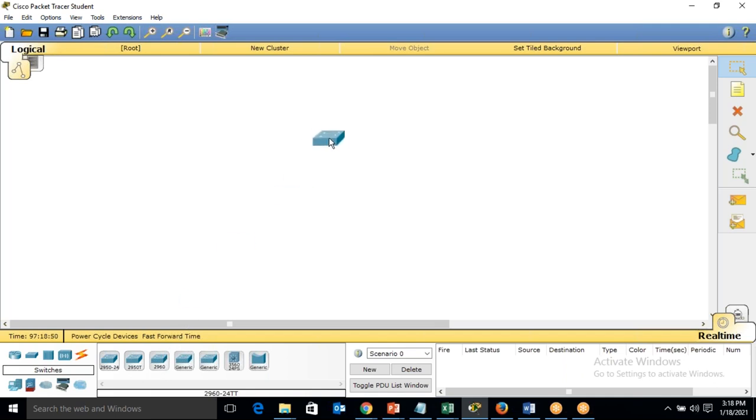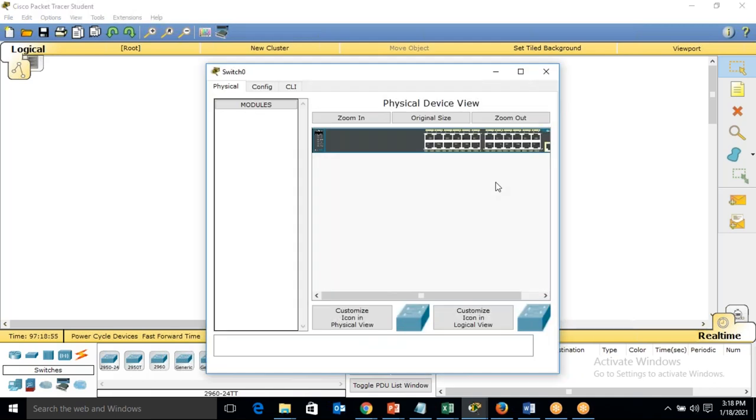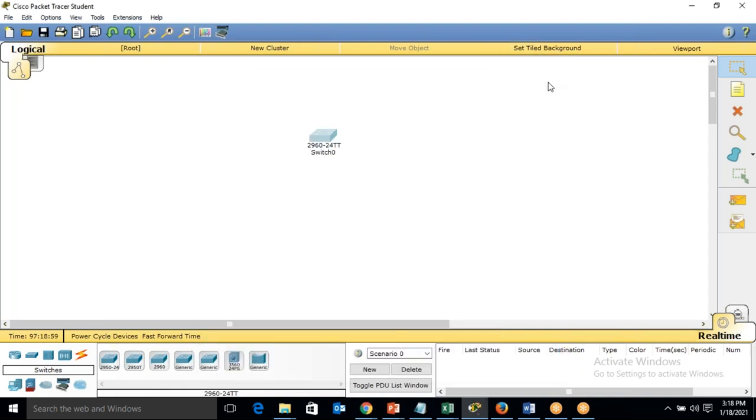That is again the standard switch, which is used in the industry. Okay, 2960. You can see it is having 24 ports. Coming to the next device, hubs, we will not be using it. And wireless devices, at this part of the course, we will not be using them also. And there are end devices here.